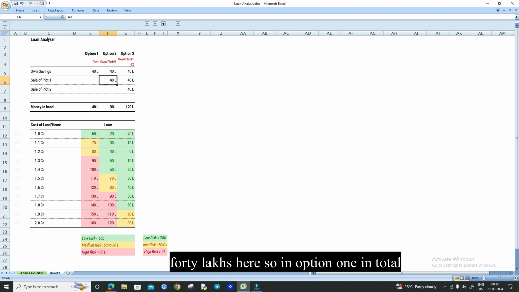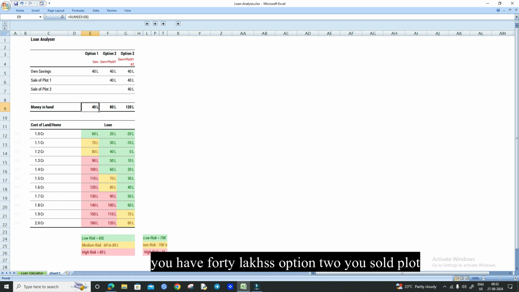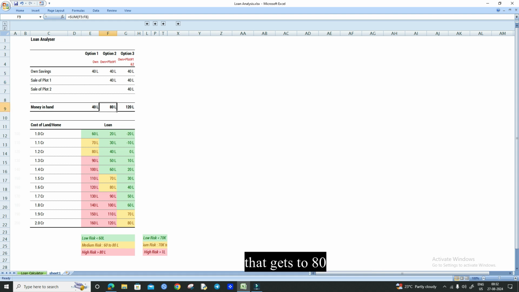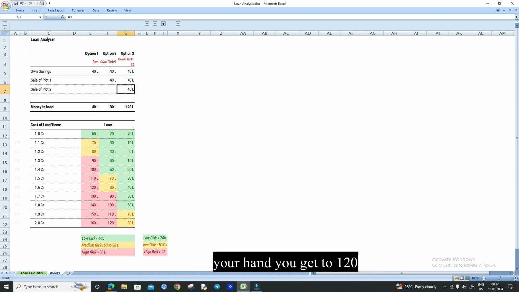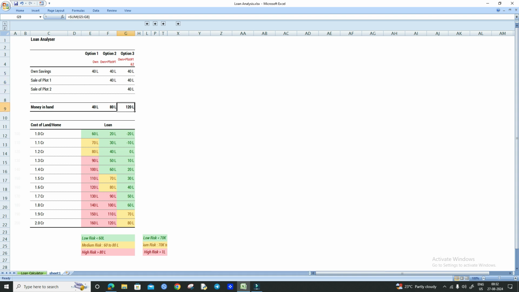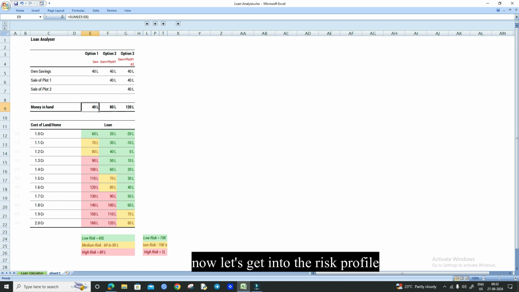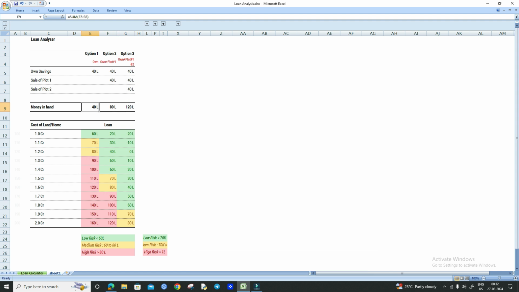So in option one, in total you have 40 lakh. Option two, you sold a plot of land and also you have savings of 40 lakh. That gets to 80. Option three, assuming that you have two plots of land and you sell both of them, and also with the money you have on your hand, you get to 120 lakhs. Now, let's get into the risk profile.